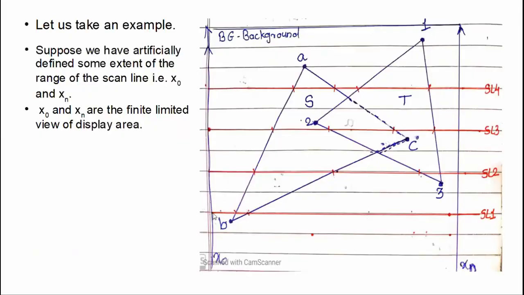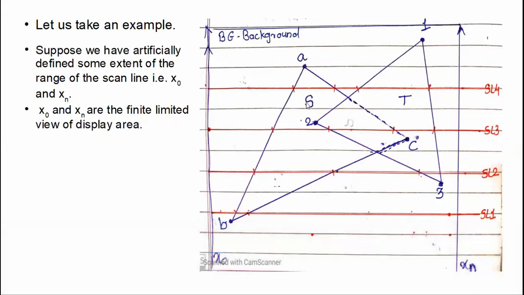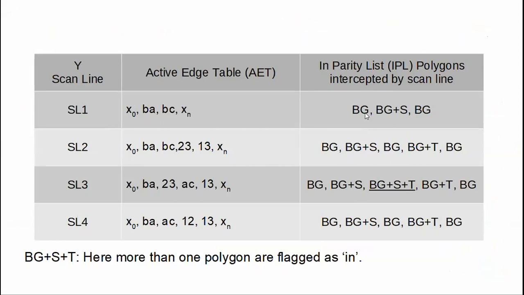Initially, this much part from x0 to the first intersection will be displayed with the background color. Then from this intersection onwards up to the second intersection, we will color this polygon with the surface S color, right? Polygon S color. And again from this intersection point, this much part will be colored with the background color. So background, then background plus this S color, and then again background color. That's what we have written here.